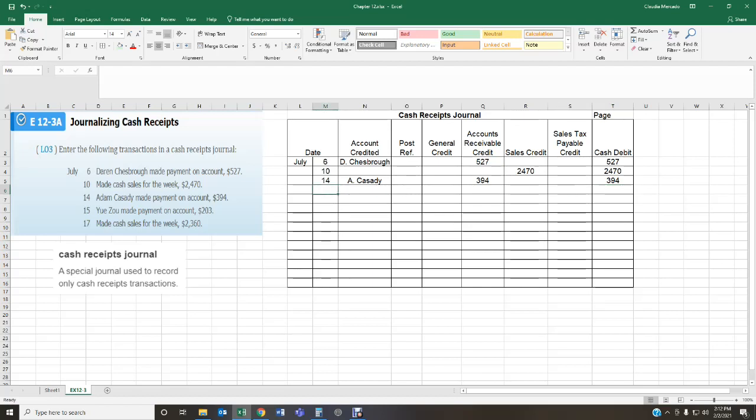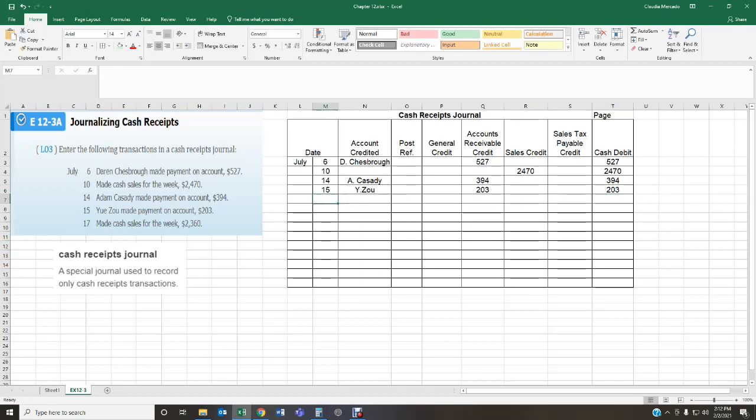Okay. Let's see what happened on the 15th. Jill So made a payment on account, $203. So it's the same entry, it's just a different name of a customer and a different dollar amount. So here we have Y So. Okay. And it says that So is making a payment on account for $203. And we, the business, received that money. So my cash is going to increase by debiting it $203.